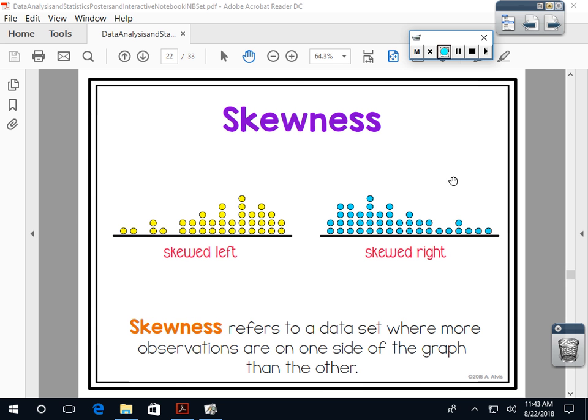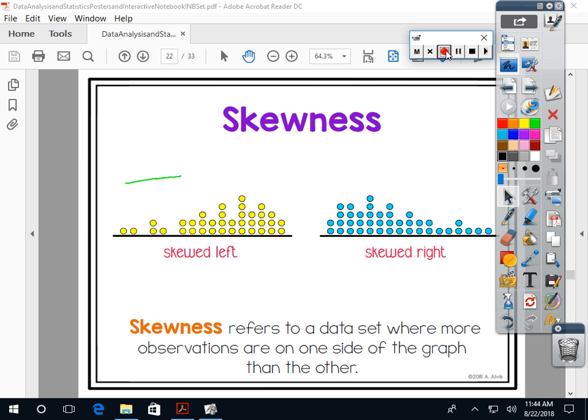Skewness refers to a data set where more observations are on one side of the graph than the other. Now, it's opposite of what people think, though, okay? You kind of got to go against common sense. Skewed left is actually when there's a tail to the left. See how it gets thinner over here? That's skewed left. Over here on this graph, see how there's kind of a tail to the right? That's skewed right. So wherever it gets thinner is where it's skewed to. On the left side, there's less data, so that's skewed left. Over here, the right side has less data, so that is skewed right.